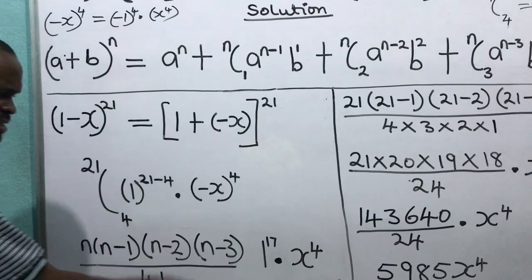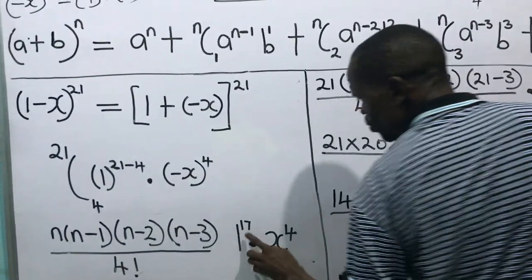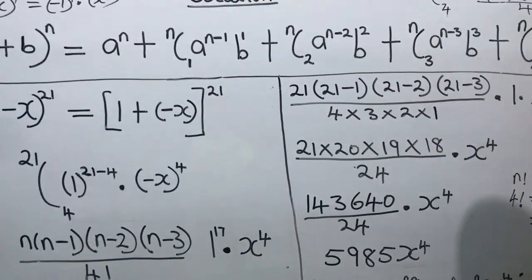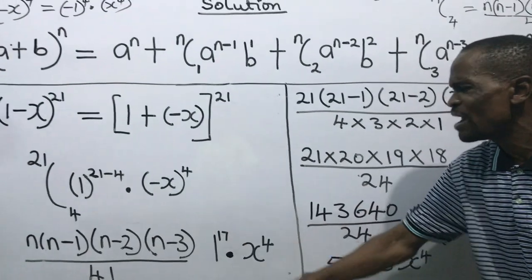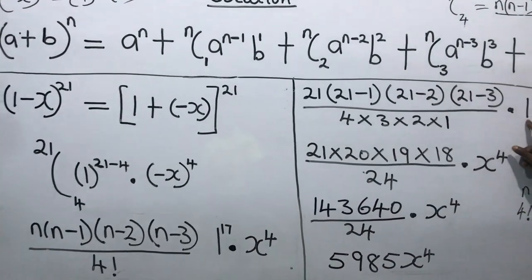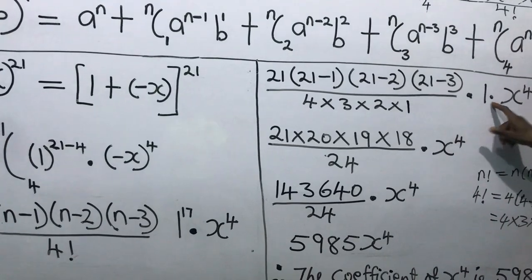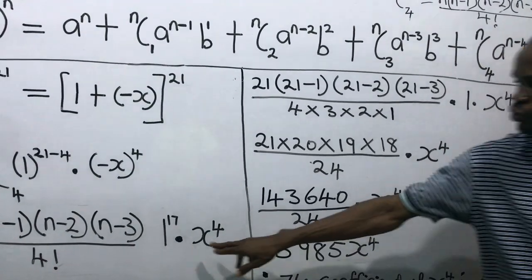Then now, I said that 1 raised to any power is 1. So I have it here, 1 and dot x raised to power 4. That's what we see here.